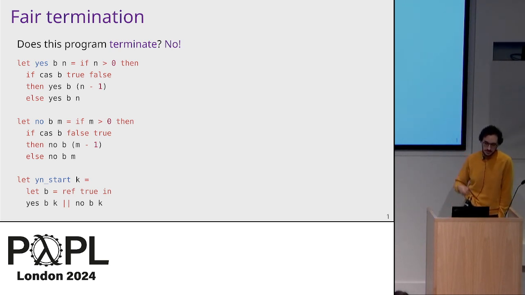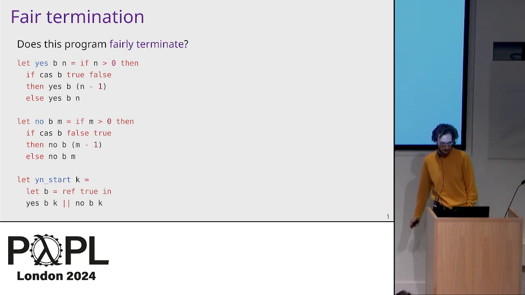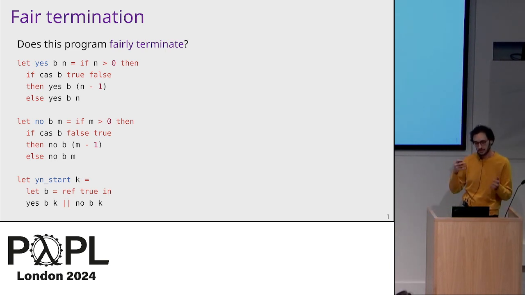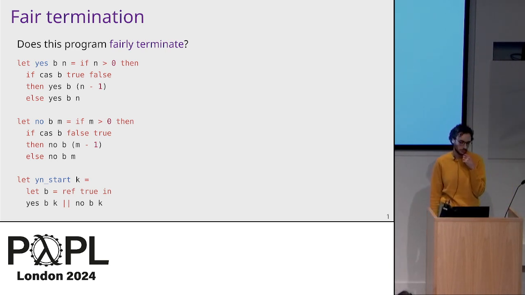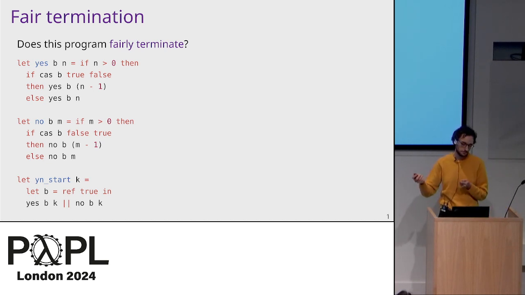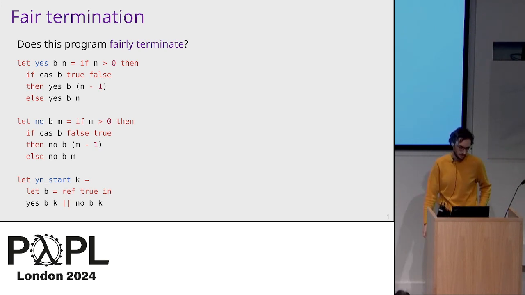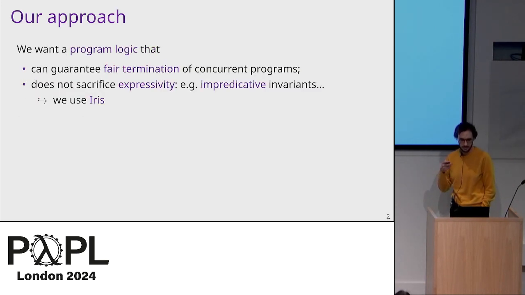Of course, in practice, it does terminate if you implement this, because schedulers are what we call fair, which means that they run all the threads that are able to run. So now the question becomes, does this program fairly terminate? And intuitively it does, because like I said, in each state, one of the two threads can make progress. And since the scheduler is fair, if the right thread runs, it will make progress, and if the other thread runs, it will not help, but it will not hurt either. So in the end, progress is made and the program terminates. But how do we prove this formally?